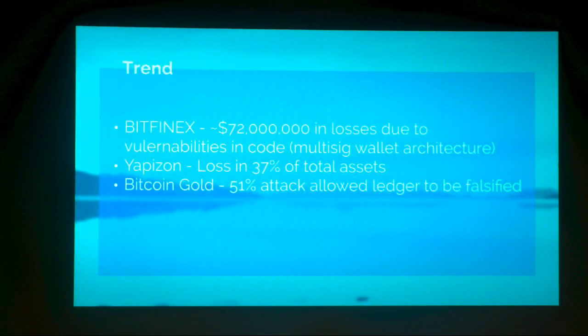So the trend we see here with Bitfinex, $72 million in losses due to vulnerabilities in code. With Yapizon, a loss of 37% of total assets. And with Bitcoin Gold, what is commonly being referred to as a 51% attack allowed the ledger to be falsified.